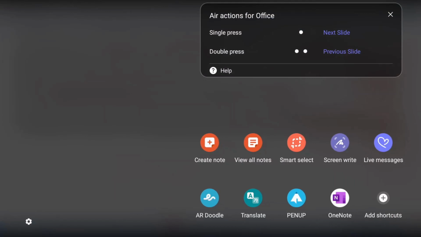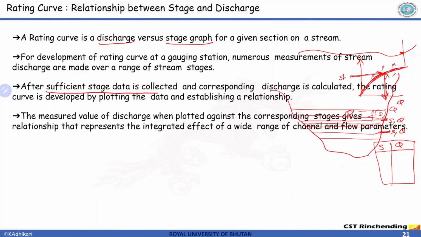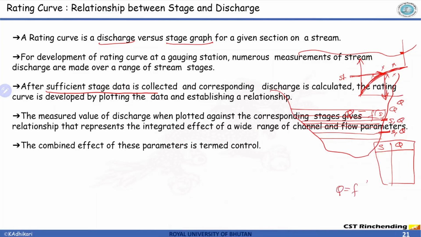Now what happens is this: the discharge at a particular location is a function of so many things. One is of course the stage. Another is the flow area, the hydraulic radius, the roughness coefficient, the slope. So discharge is not just dependent upon stage, it is also dependent upon so many other parameters.